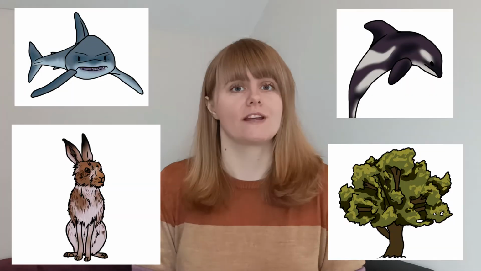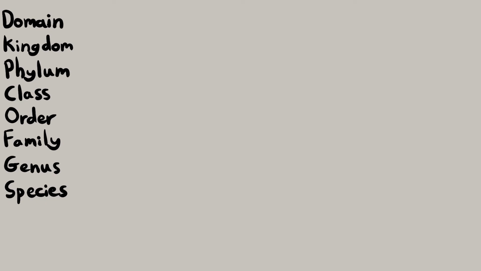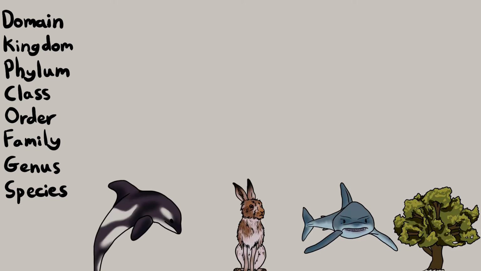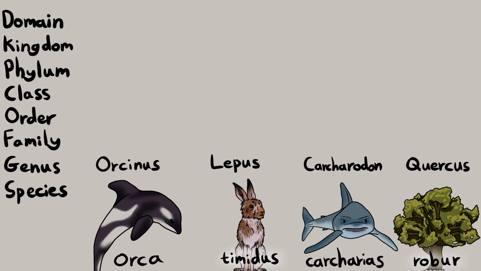So how do these classification systems all tie in together? Let's take a look at 4 species and see if we can work out how closely related they are. Let's look at the great white shark, the orca, the mountain hare, and the oak tree. On the side here, I have the taxonomic ranks we used earlier in the video. Each of the 4 species are indeed separate species, so we can put their images along the bottom under species, and include their binomial names so that we can make it clear to anyone globally which species we're talking about.